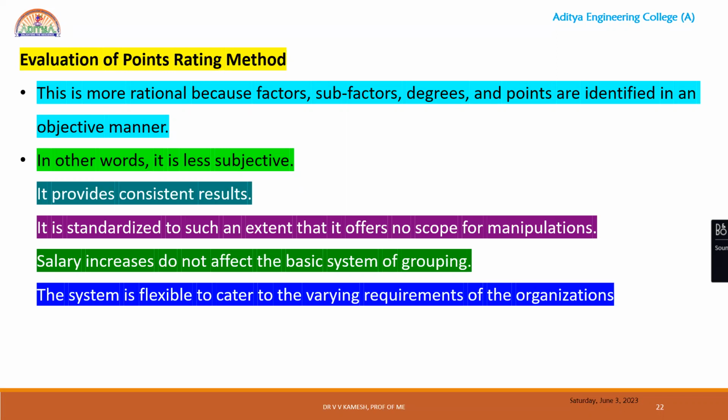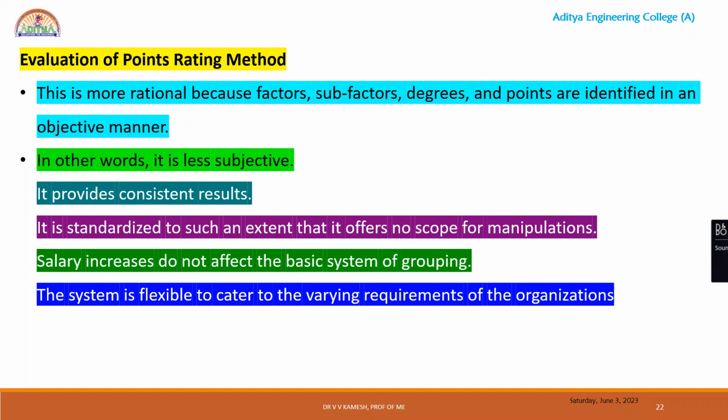And it provides more or less consistent results. And it is standardized to such an extent that it offers no scope for manipulation. So I cannot increase the number of points from 127 to 135 as I wish, right? So there needs to be some basis. And salary increases do not affect the basic system of grouping. So naturally, the system is flexible to cater to the varying requirements of the organization.